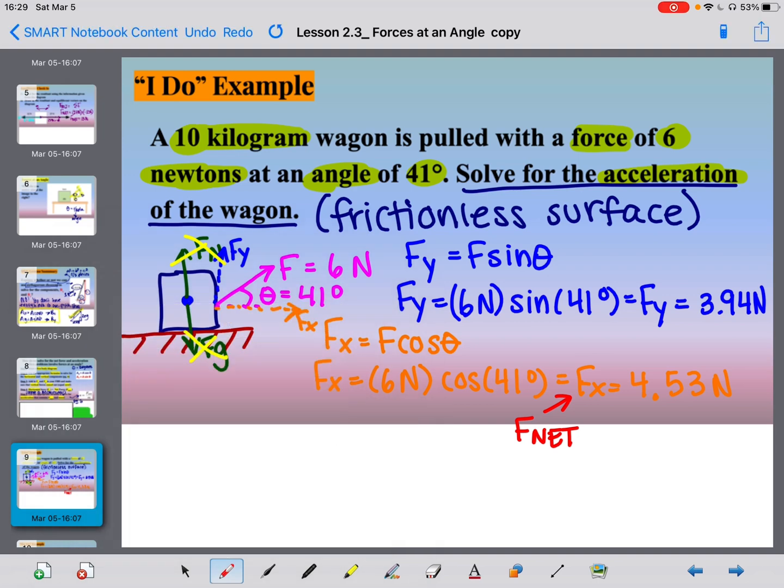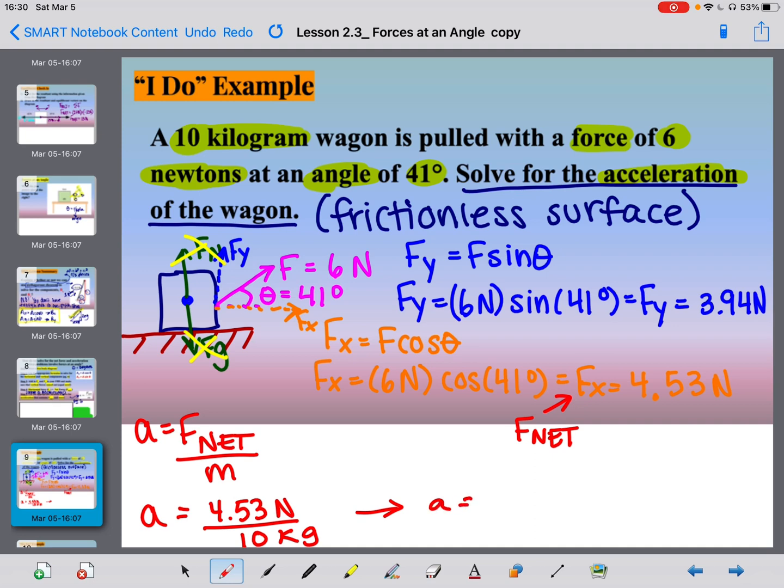So I'll write this work in red. Our formula is a equals F net over mass. So then we substitute in everything. So we say F net, that is 4.53 newtons over 10 kilograms. And we should get an answer of 0.453 meters per second squared.